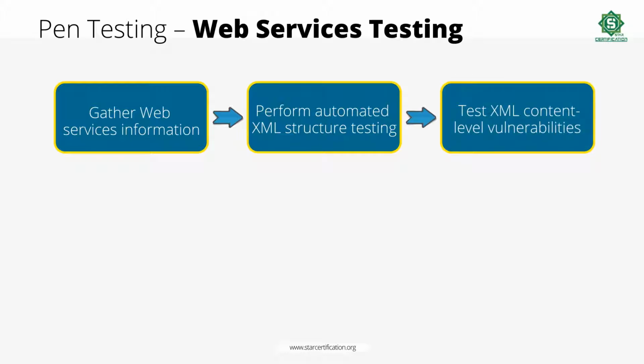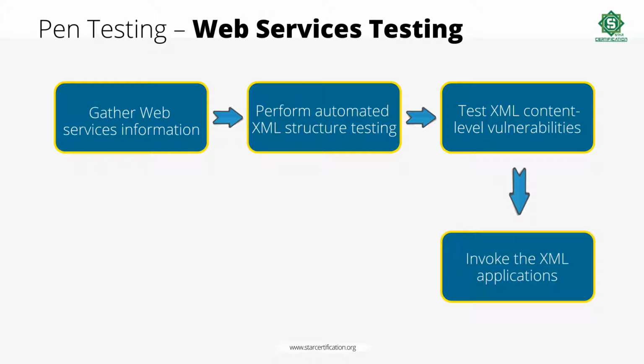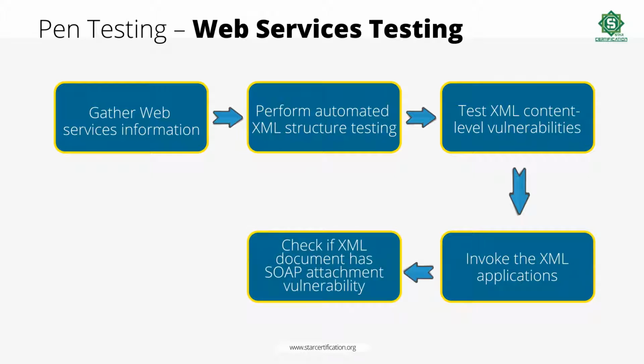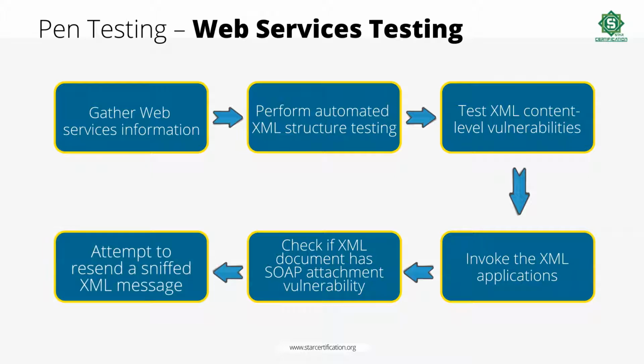XML content level vulnerabilities are tested using web application vulnerability scanners like WebScarab. Next, malicious content on the HTTP GET string is passed to invoke the XML applications. An XML document like SOAP is crafted to send to a web service that contains malware as an attachment to check if the XML document has a SOAP attachment vulnerability. Finally, an attempt to resend a sniffed XML message is performed using Wireshark and WebScarab.